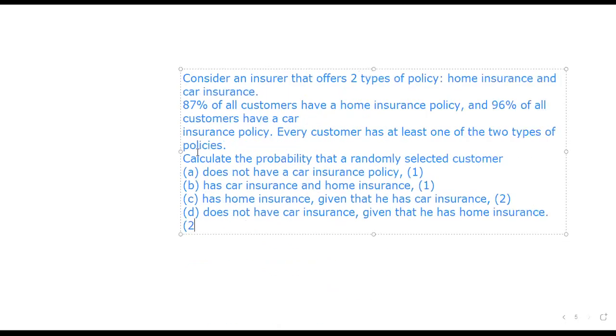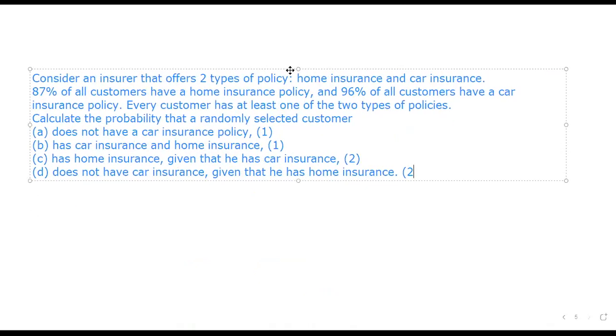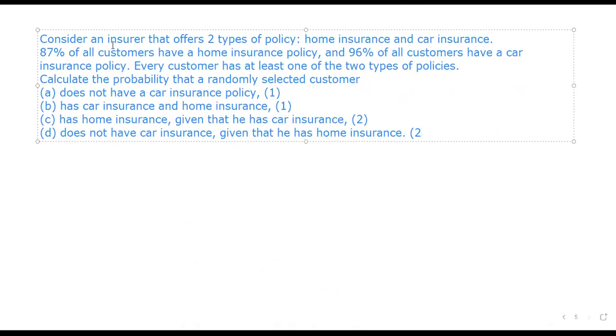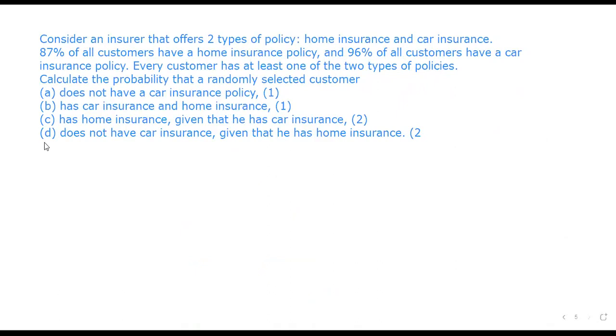So we've been given a question that we are going to dissect together. We've been given an insurer that offers two types of policy. Home, we can call this H, the probability of H, and car insurance, we can call this C. To start with, can somebody give me what's the probability of H and what's the probability of C? At least this you can figure out from there. 0.87 probability of H. Okay. H is 0.87, which is 87%. Are we agreeing?